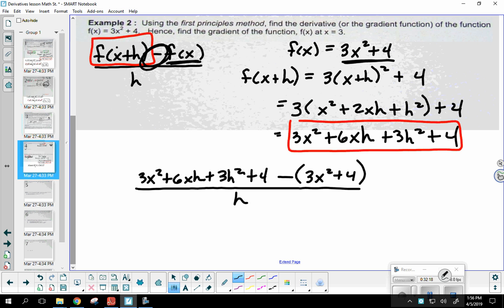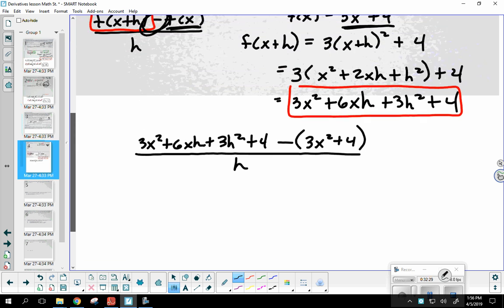Now, does anybody want me to go ahead and put the limit right now, or do you want to simplify this and then worry about the limit? Simplify, okay. Well, let's go ahead and subtract this. I'm simply going to drop the parentheses, but I'm going to remember to make that negative.